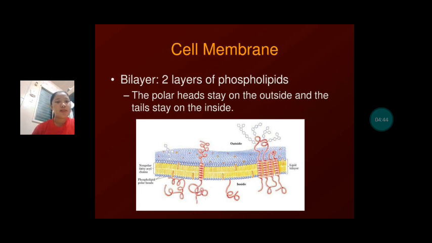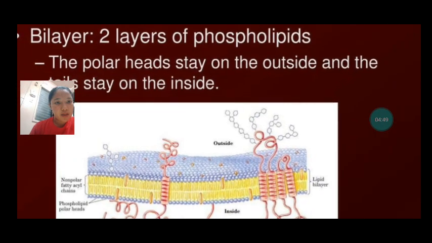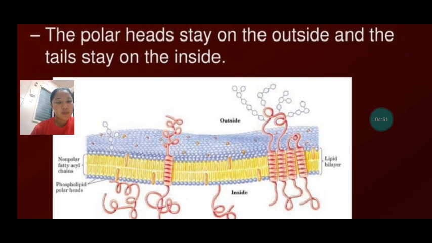Next is the structure of the bilayer. As we can see here, this is the outside of the cell membrane, and this is the inside. This is the lipid bilayer, and then the non-polar fatty acid chains. These are the phospholipid polar heads, and then this is the tail. There are heads on the outside and on the inside, but their tails reach toward the middle.